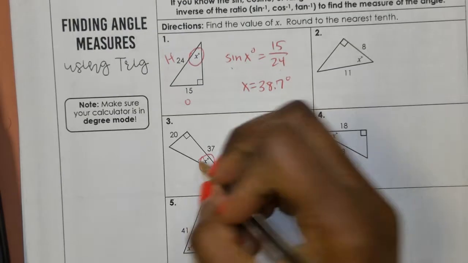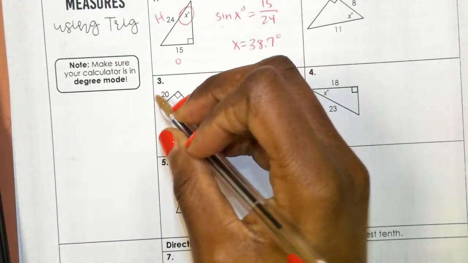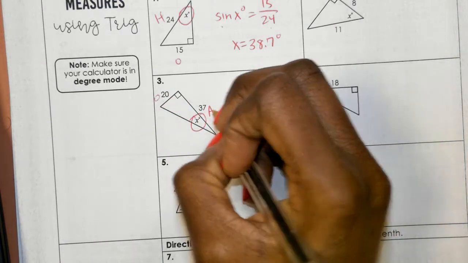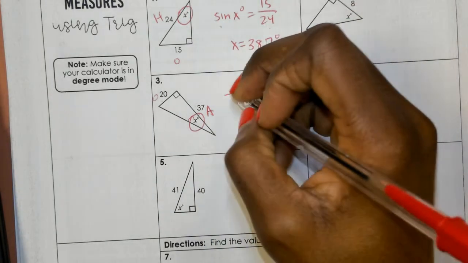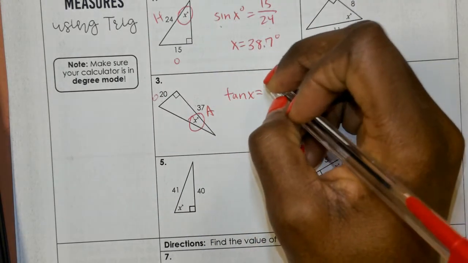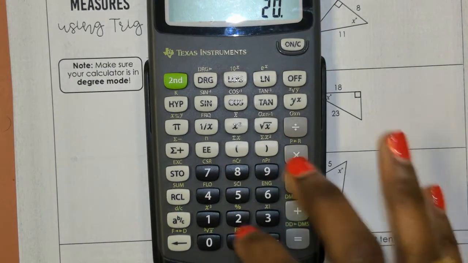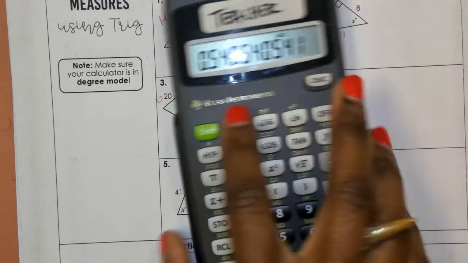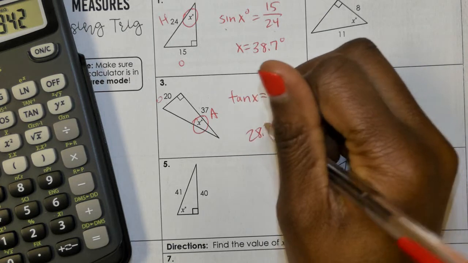So if we do another one, we have O and A, these are both legs. A is the leg next to the angle, O is the leg across from it. So this is going to be tan x equals 20 over 37. So 20 divided by 37 equals 0.54, and then I would hit second tan, because we did tangent. So 28.4 actually.